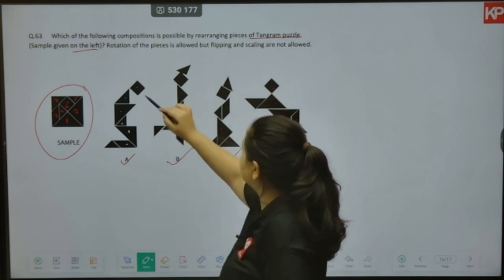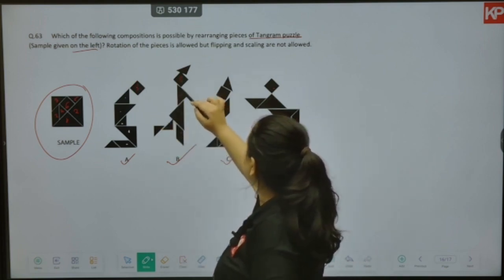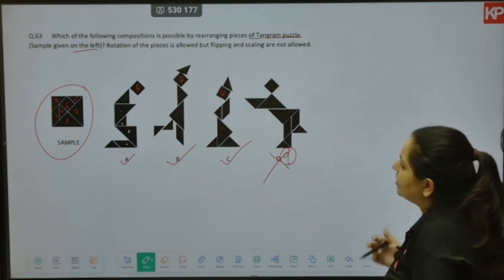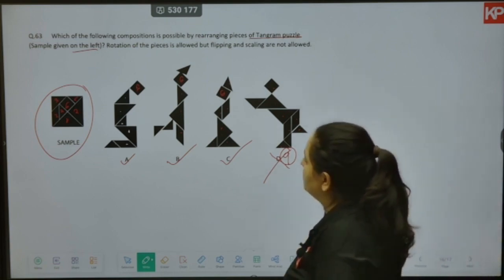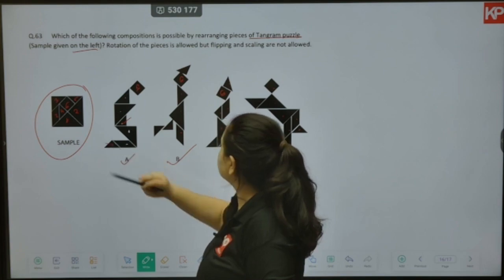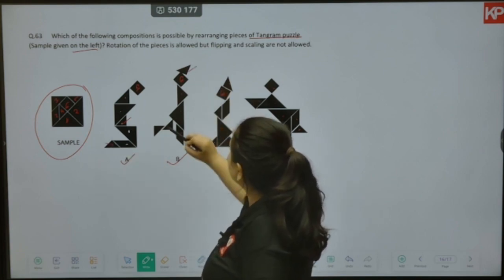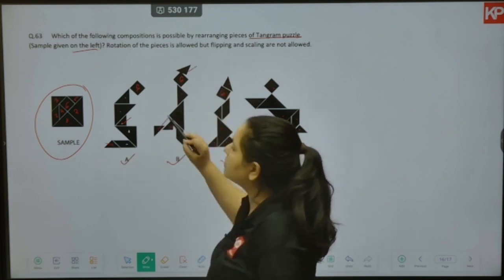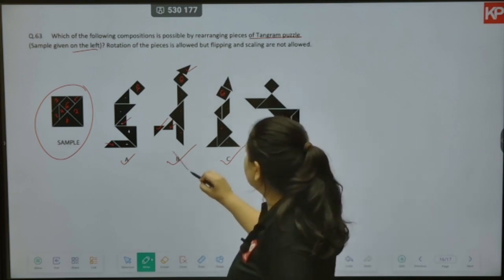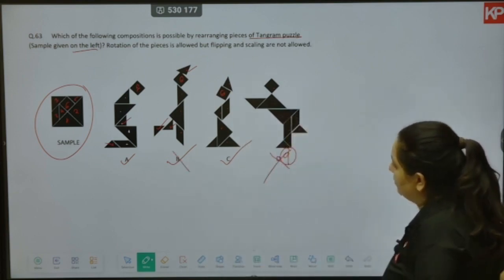That is 6. We have a square here, we have a square here, we also have a square here. Okay. Let's check whether it has 2 small triangles or not. We have 1 small triangle, 2 small triangles, but we have a third small triangle as well, which is not allowed. So B has also been eliminated from here.